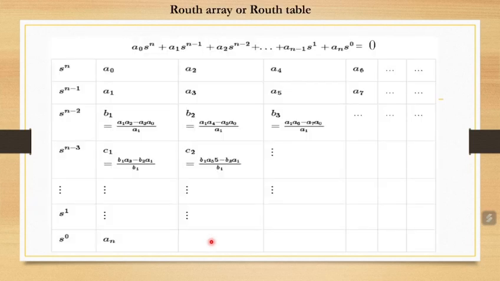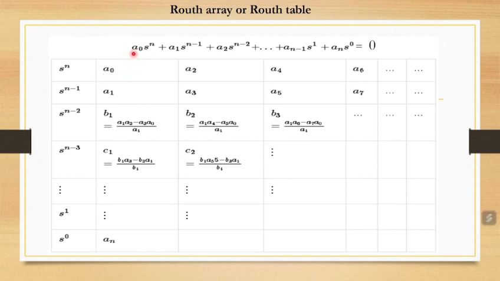So this is an example of a Routh array or Routh table, a general representation of this Routh table. If we have the characteristic equation in this fashion, that is a naught s power n plus a1 s power n minus 1 plus a2 s power n minus 2, and so on till a of n minus 1 s1 and a of n s naught, we can form this Routh array by taking the coefficients from the characteristic equation and filling the first two rows, s power n and s power n minus 1. There is a particular order by which these elements are filled.